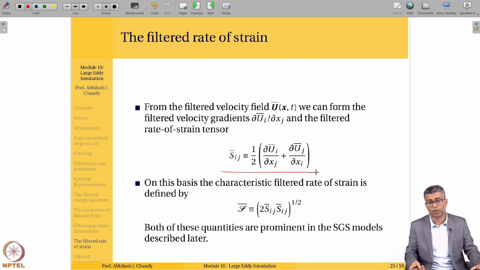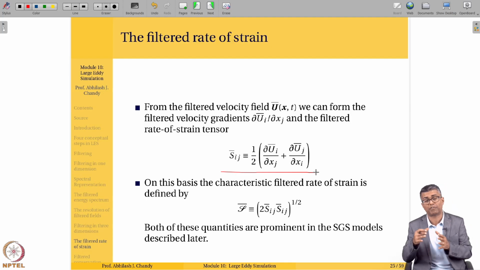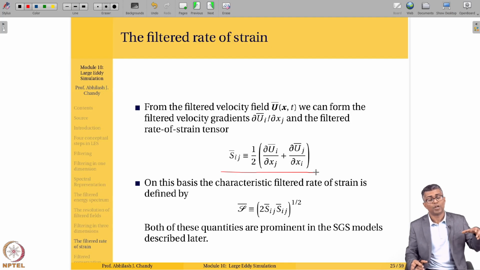Eventually, when we filter the equations, we will see that some unclosed terms come up. Those are basically the residual stress tensor. Just like you had the Reynolds stress tensor, here you will have the residual stress tensor. That residual stress tensor will have to be closed. How do you do it? You invoke the Boussinesq hypothesis again. You represent it as being proportional to the filtered strain rate. And that's the reason why we are doing this.